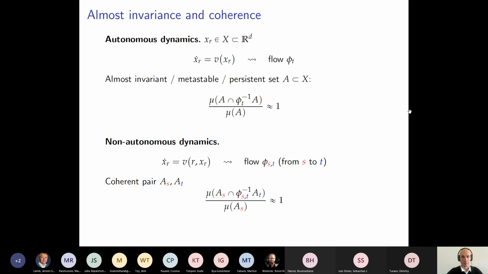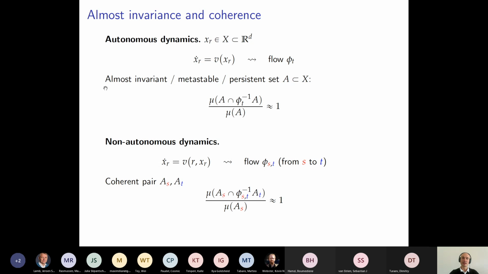How does the math look like? Let us start with the autonomous version of things. Here I suppose I have an ordinary differential equation in R^d, of which the right-hand side is a velocity field v. It's autonomous at the beginning, giving rise to a one-parameter family of flows, this phi_t.